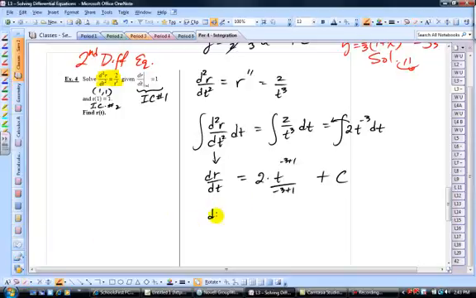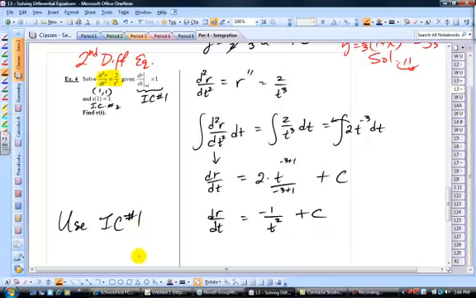Let's simplify what we have. So dr/dt is equal to, let's see, 2 divided by negative 2, that's going to be negative 1. And then this t to the negative 2 power is going to shift downstairs, plus some constant here. Now this is where we find the first constant right here. Use your first initial condition, IC number 1, to find C.